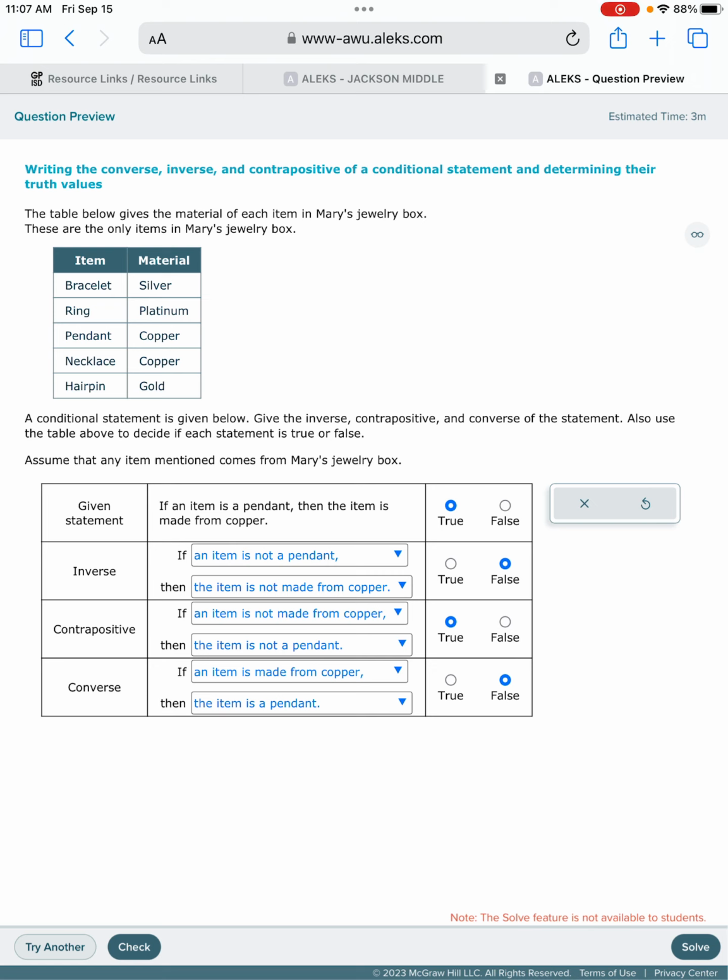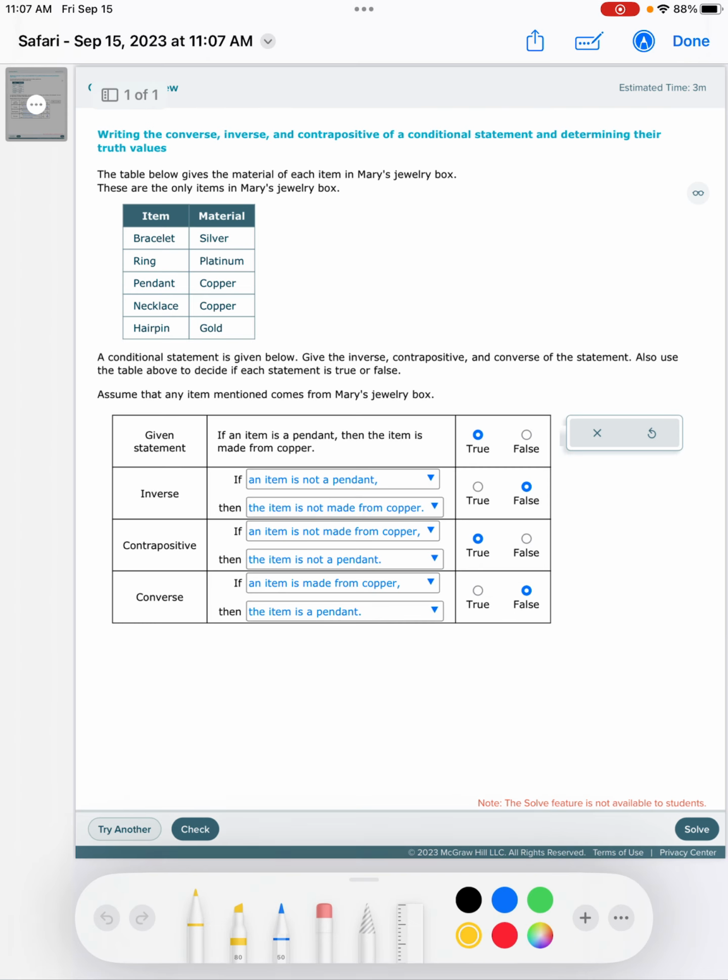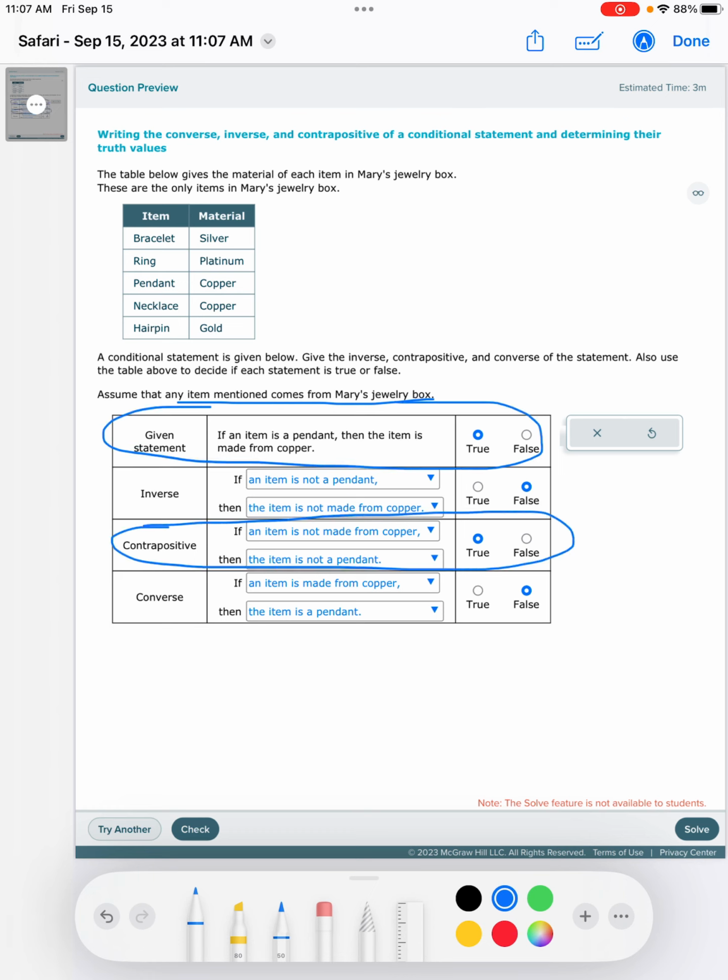And go back to our finished first problem, and then compare it to this finished problem. Do you notice any patterns? Let me get back to where I can write to sort of help you out here. There's a shortcut in this assignment. Because if you notice on the last problem, your given statement and your conditional statement had the same answer for if they were true or false. And if you notice on this problem, the given statement and the contrapositive have the same answer if they were true or false.